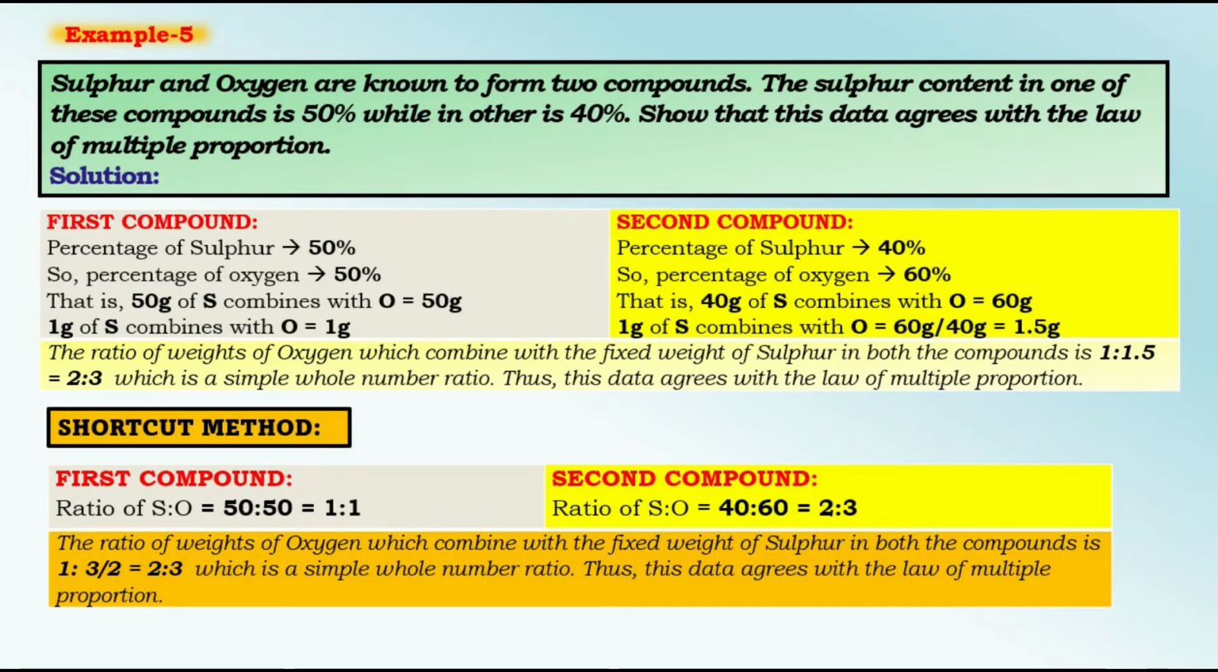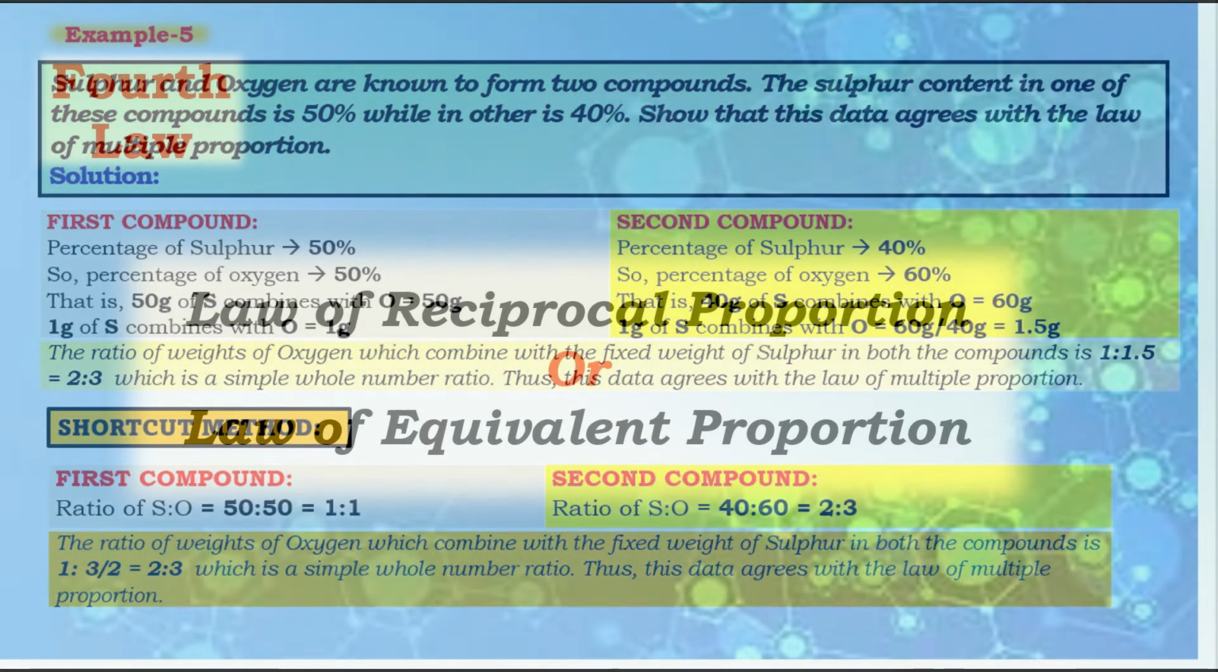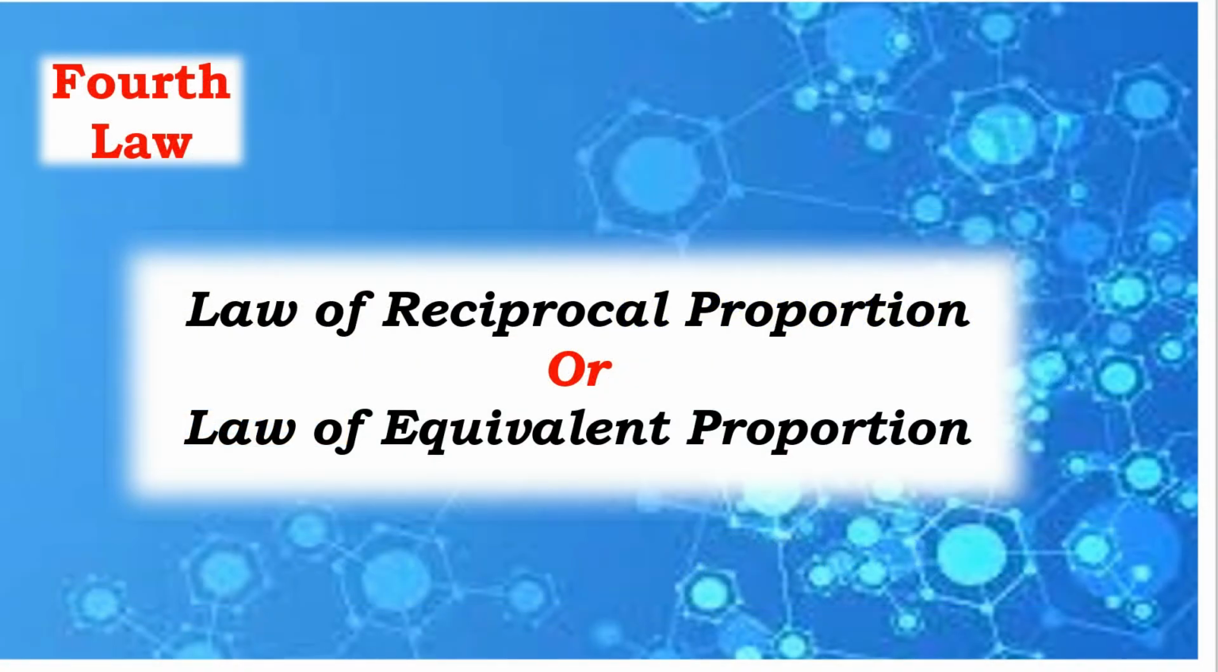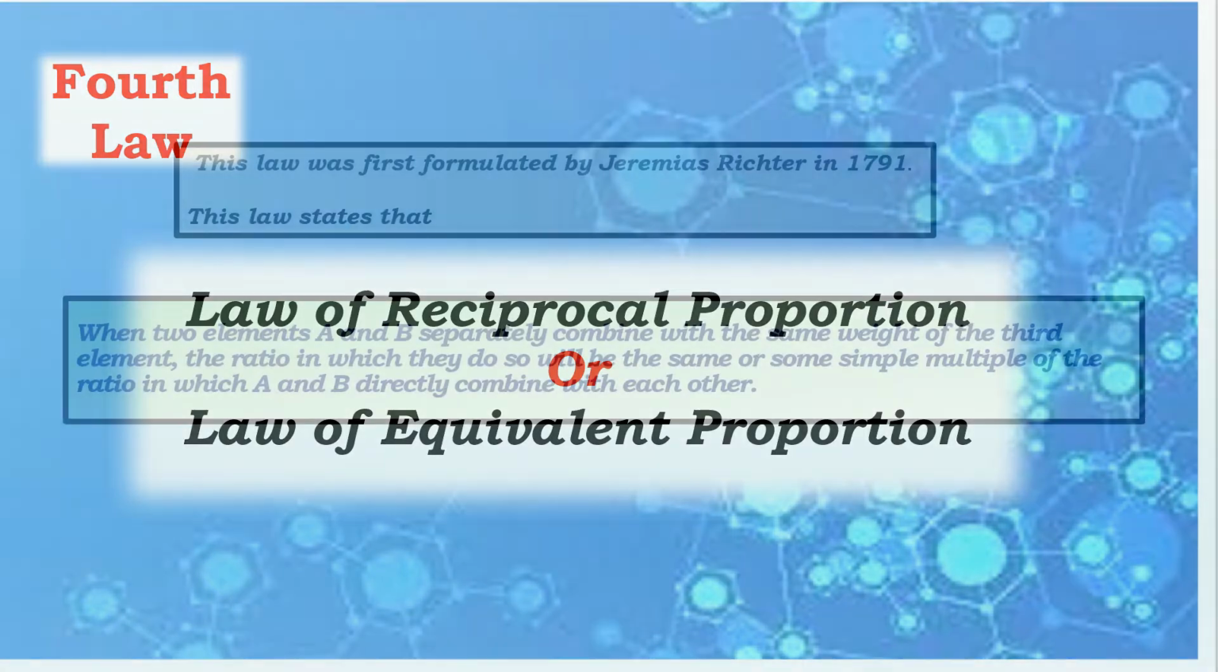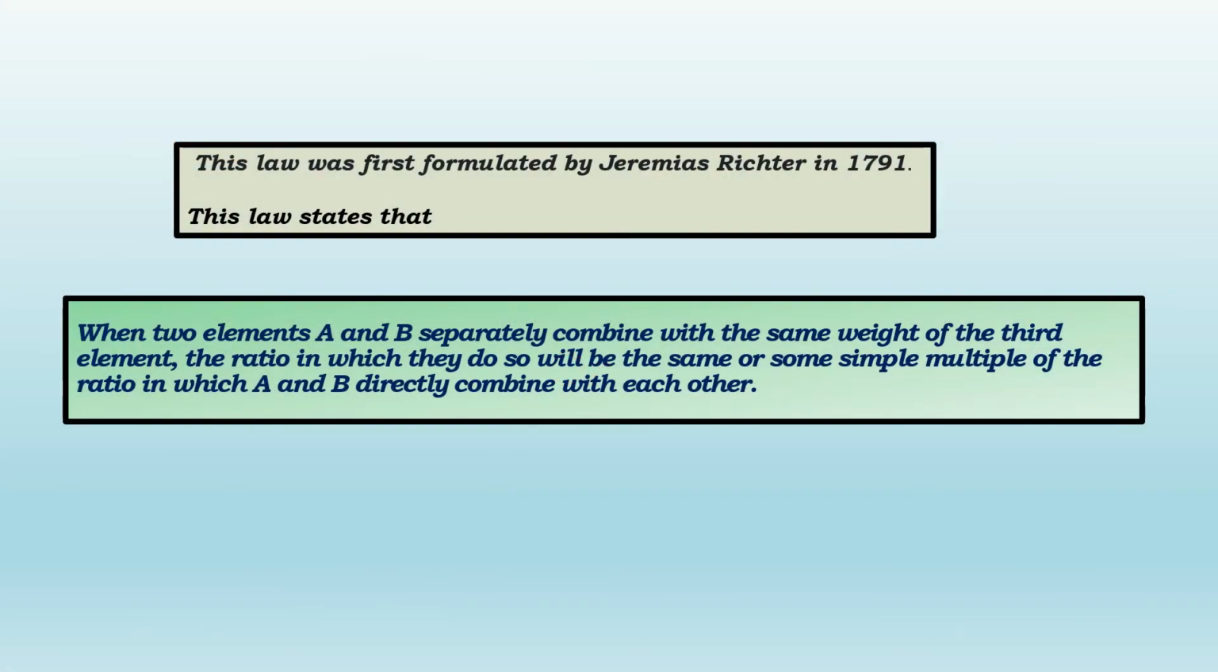Thus, this data agrees with the law of multiple proportion. Fourth law, law of reciprocal proportion or law of equivalent proportion. This law was first formulated by Jeremias Richter in 1791. This law states that when two elements A and B separately combine with the same weight of the third element, the ratio in which they do so will be the same or some simple multiple of the ratio in which A and B directly combine with each other.